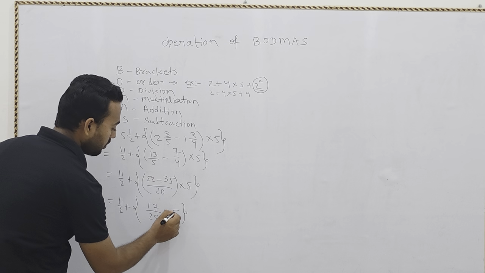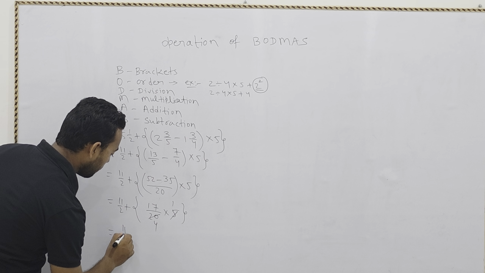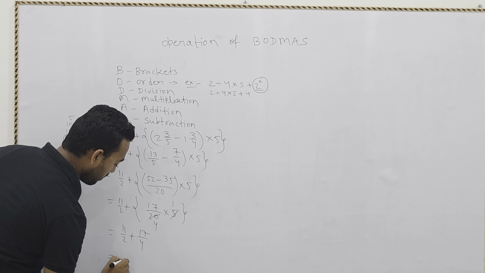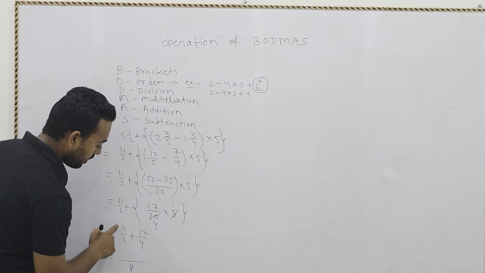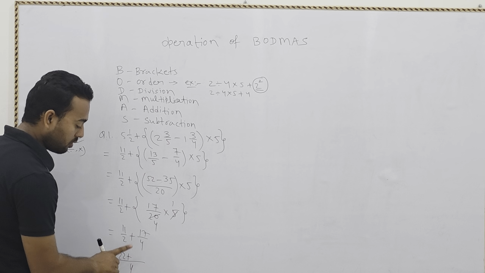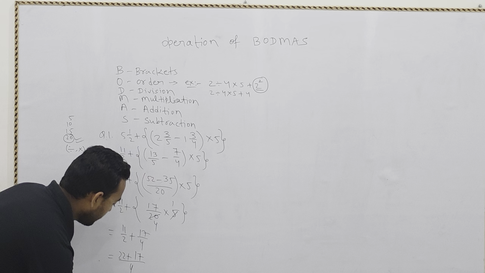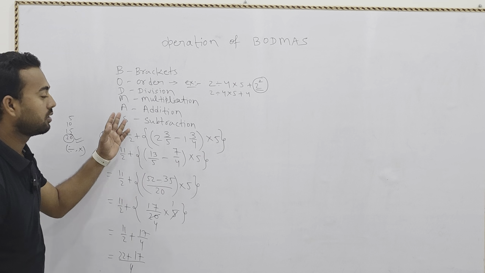Now here 5 times 1 is 4, 11 by 2 plus 17 by 4. Here again we will take LCM, it will come 4. 2 times 2 multiply by 11, 22, plus 17 by 4, 1 multiply 17, 17. Again here we can write 9 and 3 by 4. So this will be the correct answer for this solution.